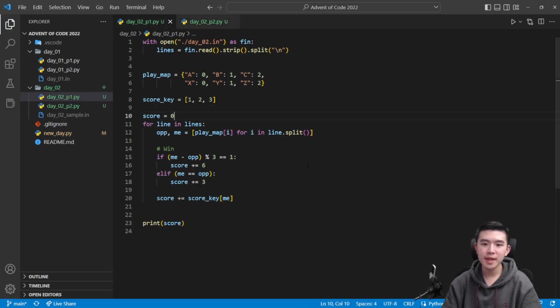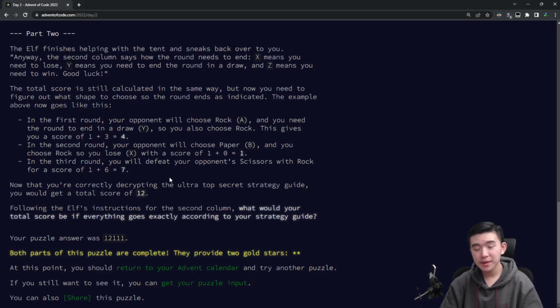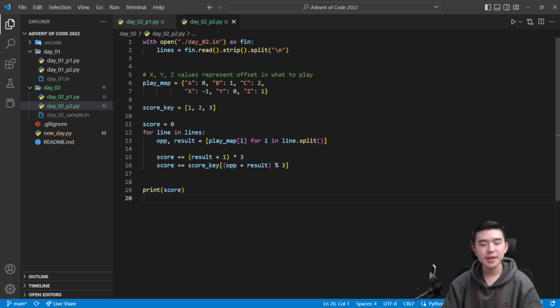And then the other thing is pretty simple. We just need to determine what we're going to play. So we're going to add our offsets from our opponent's play, take that mod 3, negative numbers are going to wrap around, and just use the score key to find how we're going to be rewarded for playing rock, paper, or scissors. At the end, we just print out our score again, so that's pretty simple.